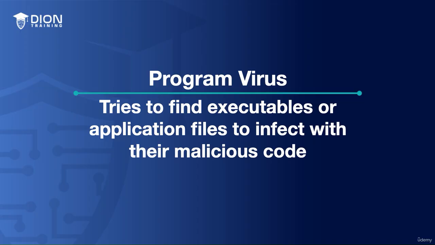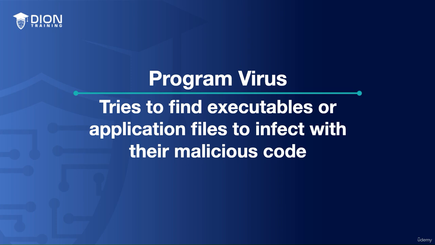Third, we have a program virus. Now, program viruses try to find executables or application files to infect with their malicious code. For example, if you accidentally opened a program virus while browsing the internet, it can try to install itself into one of your programs like Microsoft Word that's already installed on your computer. This way, every time you open up the infected application, in this case Microsoft Word, it will then infect your computer each and every time you open it up.